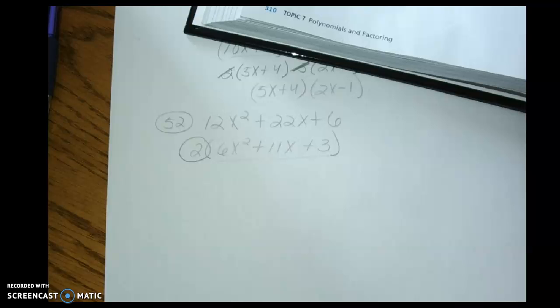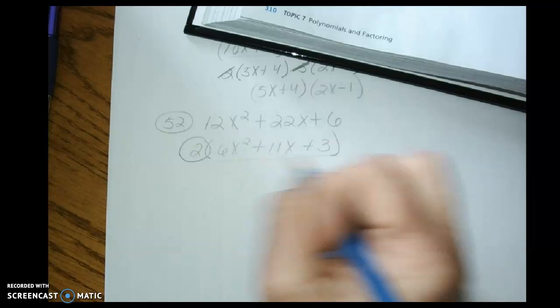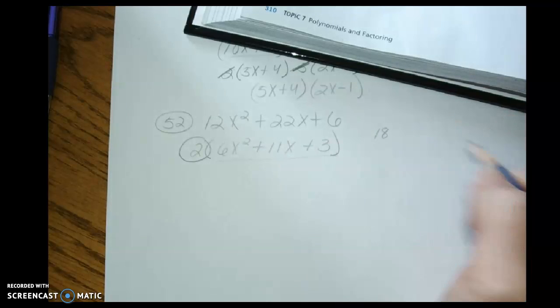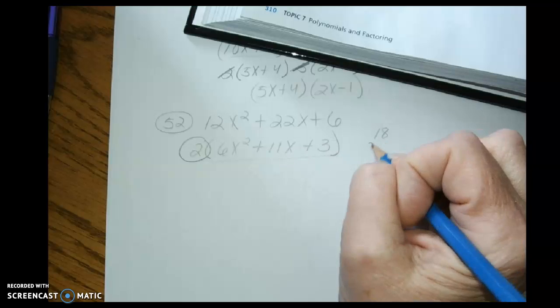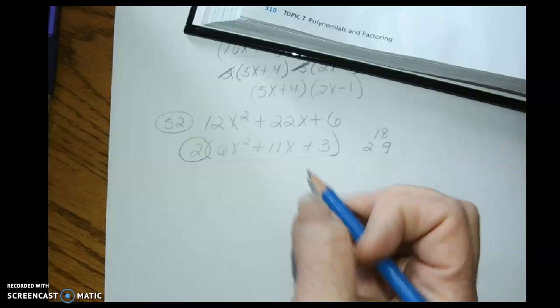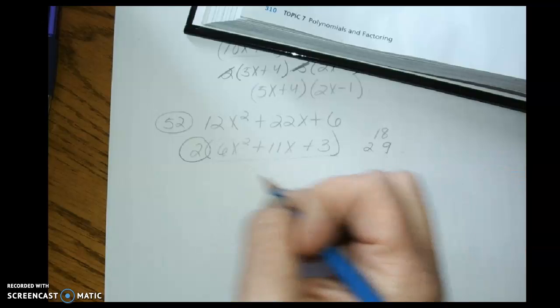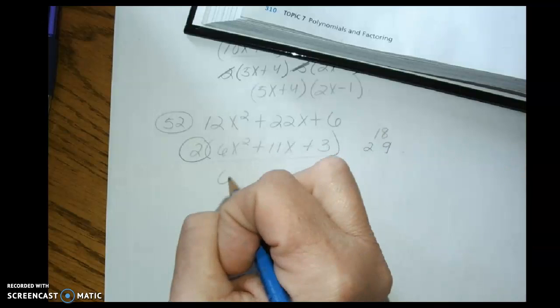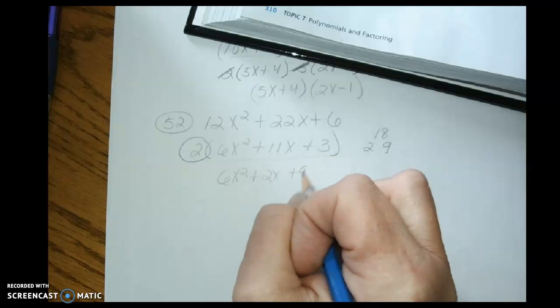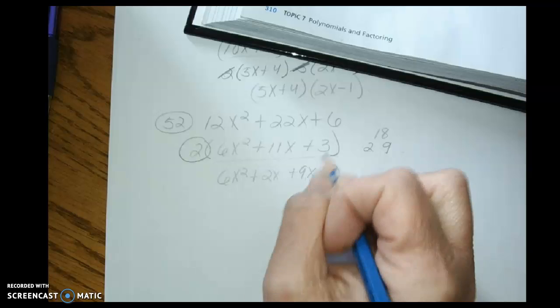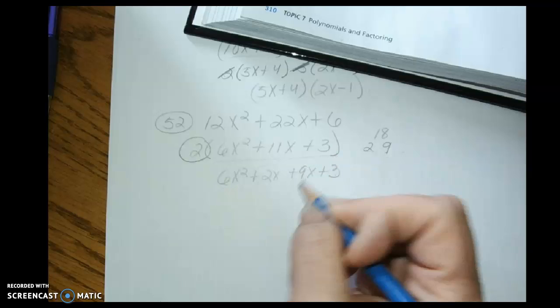I believe we're doing grouping. 6 times 3 is 18. I'm looking for factors of 18 that add together to equal 11, which would be 2 times 9, because 2 plus 9 is 11. Let's see, 6x squared plus 2x plus 9x plus 3. I'm putting the 9 here because of the 3 and the 2 at the 6.